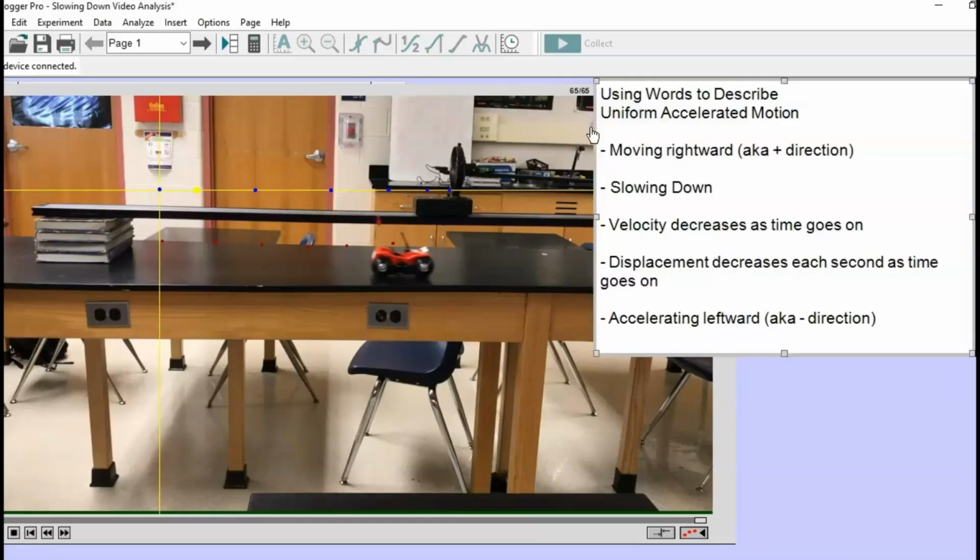Let's look at some words we can use to describe this fan cart's motion. It's moving rightward, or in the positive direction, just like the previous motion. However, this time it's slowing down. The velocity decreases as time goes on, and displacement decreases each second as time goes on. And in this case, the acceleration is in the left direction or negative direction, and we would say it's accelerating leftward or accelerating to the left.